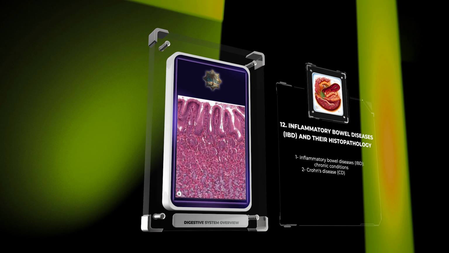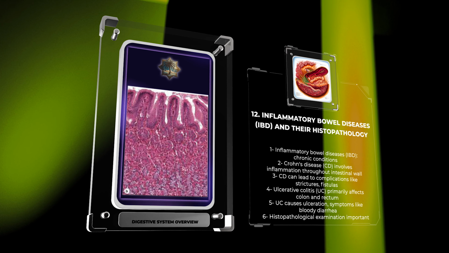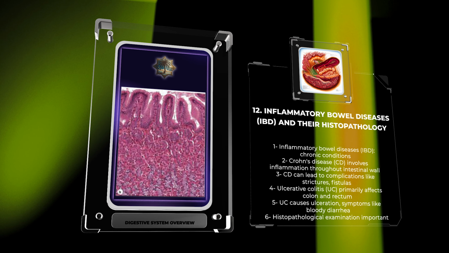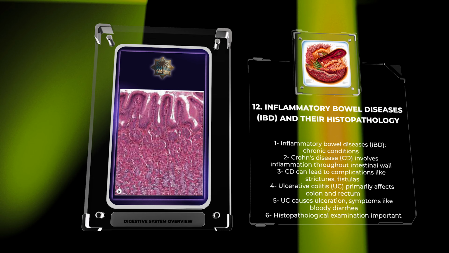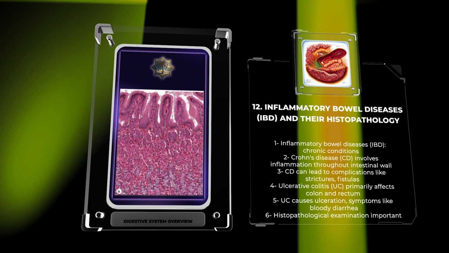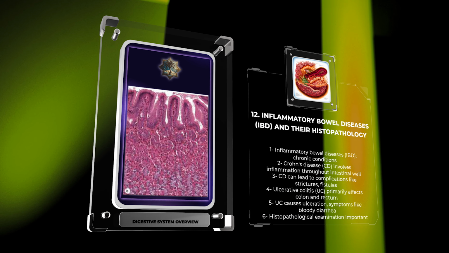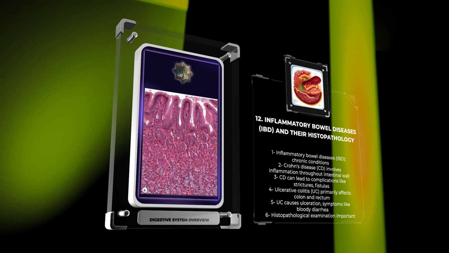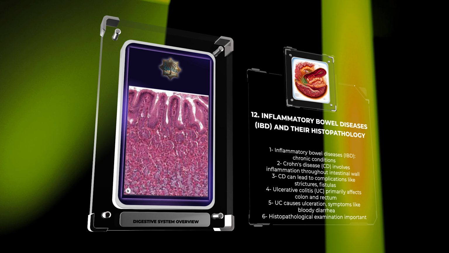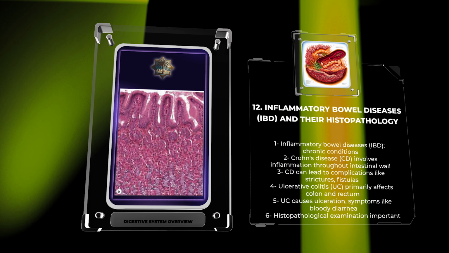Inflammatory bowel diseases, IBD, such as Crohn's disease, CD, and ulcerative colitis, UC, are chronic conditions characterized by inflammation of the gastrointestinal tract. CD involves inflammation throughout the intestinal wall, leading to complications like strictures and fistulas. UC primarily affects the colon and rectum, causing ulceration and symptoms like bloody diarrhea. Histopathological examination is important for diagnosis, and treatment involves medications and sometimes surgery.